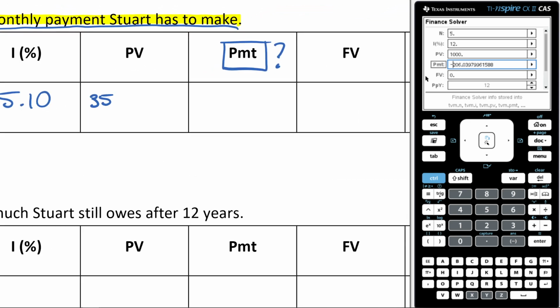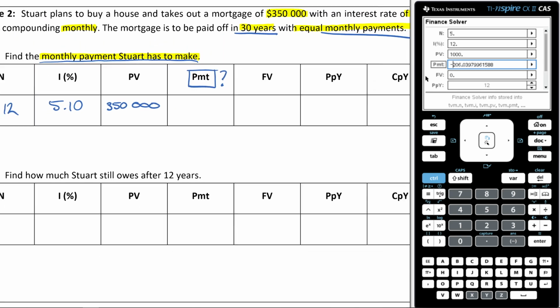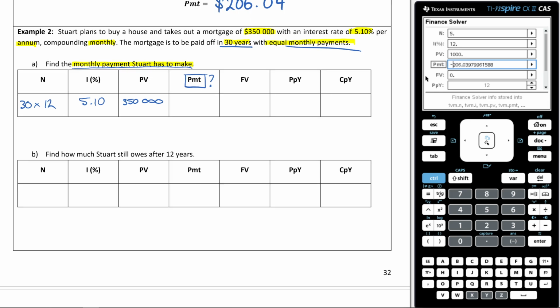Now, can you think for a moment, should this be positive or negative? It should be positive because this is the money that the bank is lending you. It's in your pocket. You're taking money from the bank and putting it in your pocket. The future value, well, we want this house paid off in 30 years. So the future value should be 0. That's what we read off that word, paid off. It needs to be 0. And it's compounding monthly, and we're also making our payments monthly. So equal monthly payments, so 12 and 12 for my PPY and CPY. I can now figure out what my PMT is going to be.